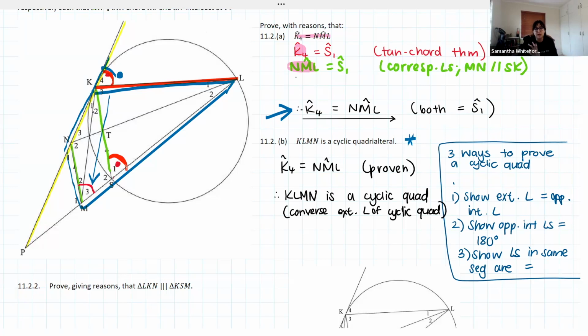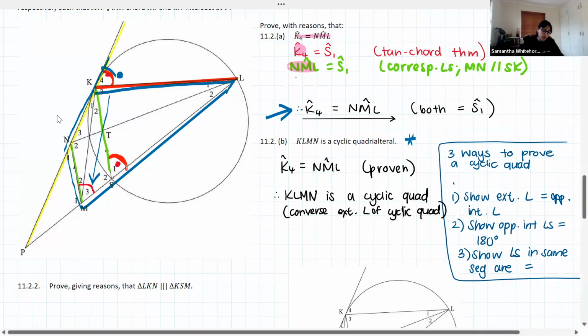So there's three cyclic quad proofs, or three cyclic quad theorems. The converse of all of them prove that it is a cyclic quad. So hence why I use converse. It's really fine however you choose to phrase it. Just remember, while I'm on this whole reason thing, I did upload on Google Classroom a list of acceptable geometric reasons that you can use.